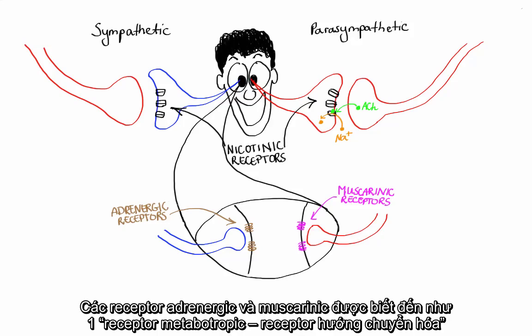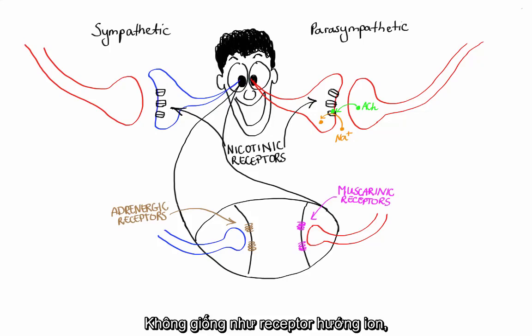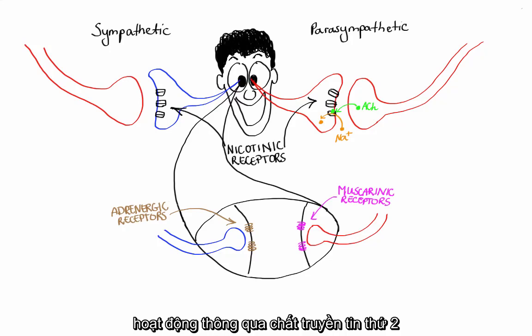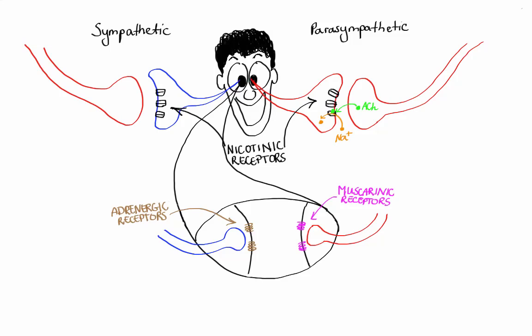Now, adrenergic and muscarinic receptors are of type known as metabotropic receptors. And unlike the ionotropic receptors, the metabotropic ones are all linked to G protein that acts via intracellular second messengers. And this is discussed in more details in pharmacodynamics video, so please check it out.